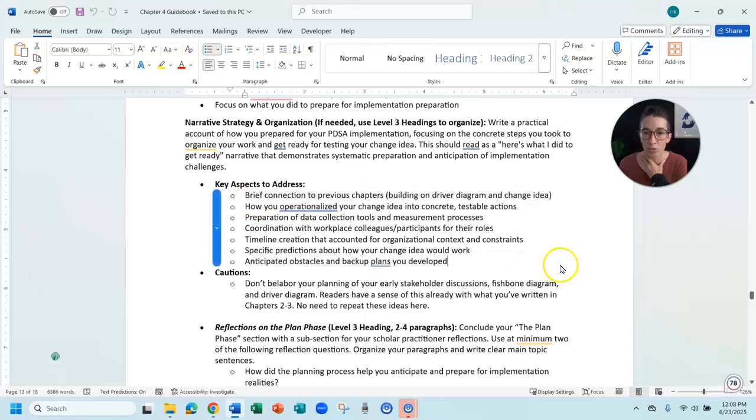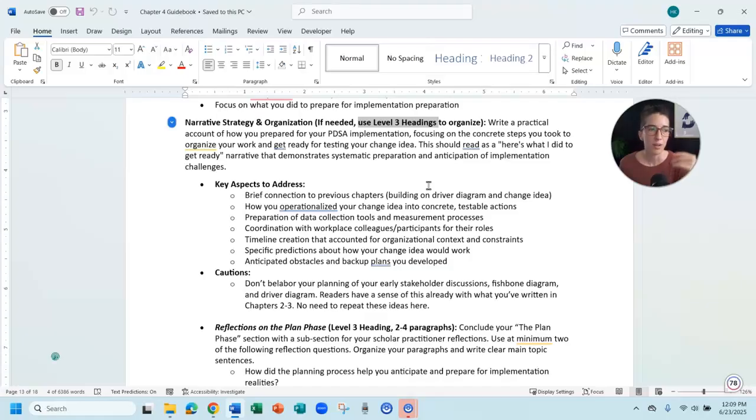You might find yourself wanting to jot down a few outlines first, decide what you want your level 3 headings to be. If you use level 3 headings, make sure those level 3 headings are descriptive enough so that if your reader only scans your level 3 headings, we get a sense of how your narrative for this plan phase is organized. It communicates some detail to us, right?